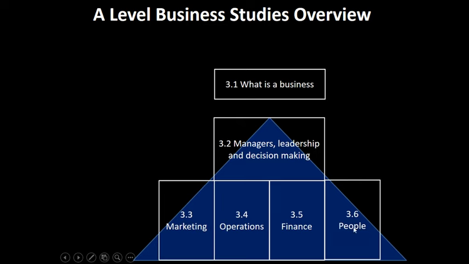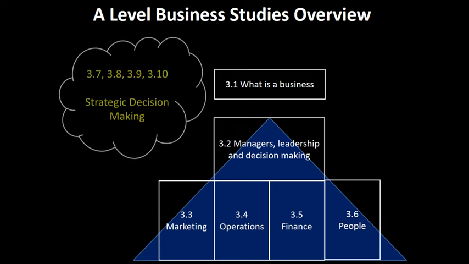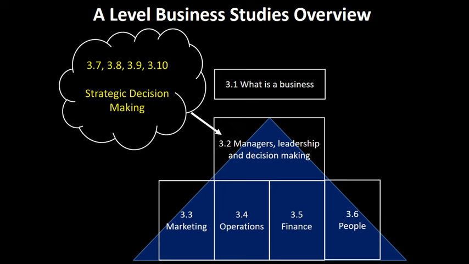We've got the different functional areas here that actually operate the business, that interact with customers. These are at the bottom. We've got the managers and the leaders here in 3.2, which we briefly look at in the AAS content. We go into far more depth when we come back up to this management and leadership level, and all of these units 3.7 to 3.10 are about strategic decision making. In other words, the process that the managers, the leaders of these organisations go through as they are setting their strategy and implementing their strategy.